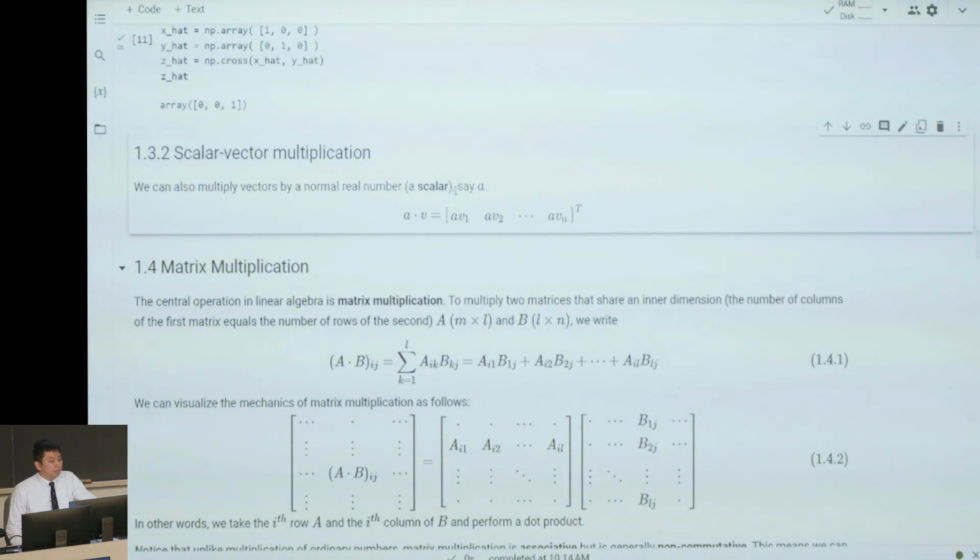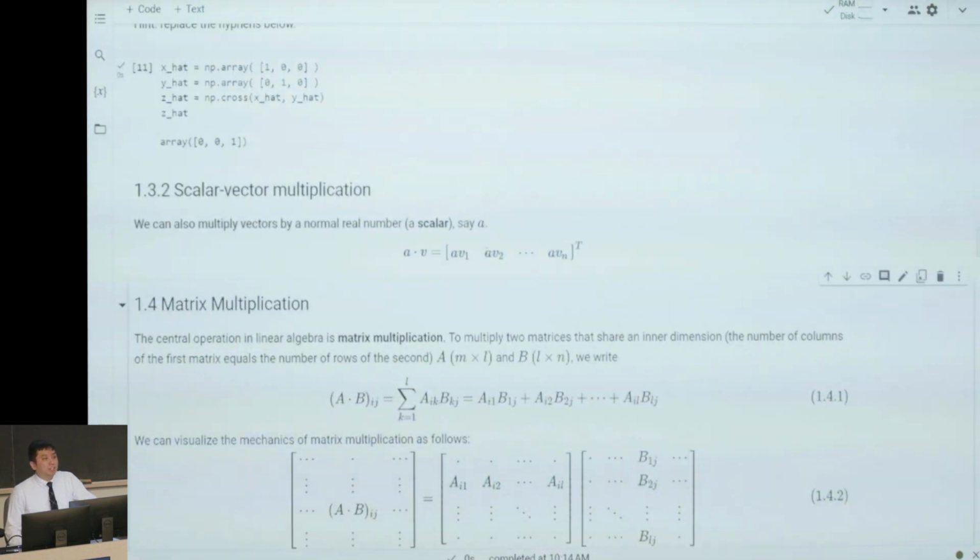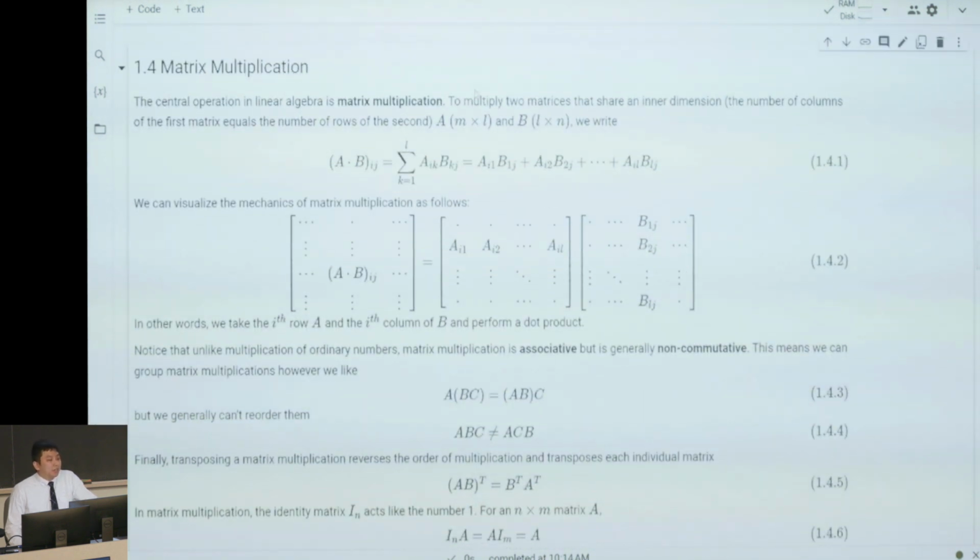Sometimes you'll want to multiply the vector by a real number, which is usually called a scalar. And you just multiply each of the entries of the vector by that number. OK. Now we get to the most important multiplication for linear algebra, which is matrix multiplication. And it's defined in a really specific way to make computations easier later on.